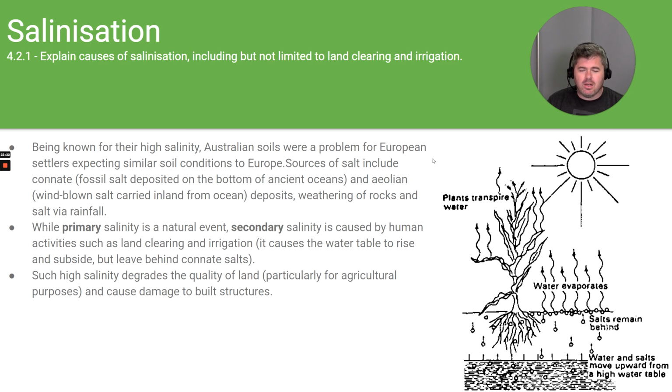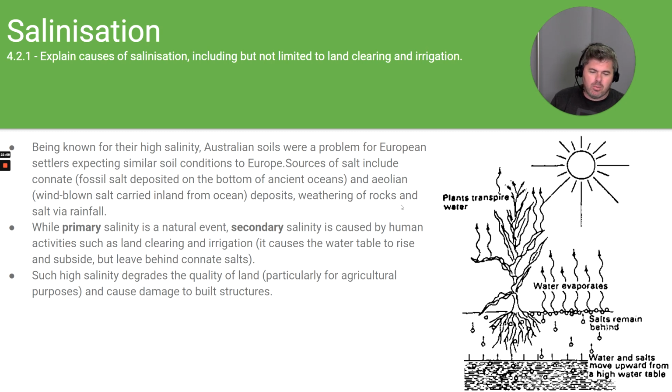Many European settlers expected the same sort of soil conditions as they had over in Europe. However, they didn't. And because they tried to change the soil conditions over here to match the plants that they brought with them, that became a major problem because it started to kill off other plants, even their own at times. So the sources of the salt can include connate salt, which is a fossil salt deposit in the bottom of the ancient oceans, and aeolian material, which is wind-blown salt carried inland from the ocean.